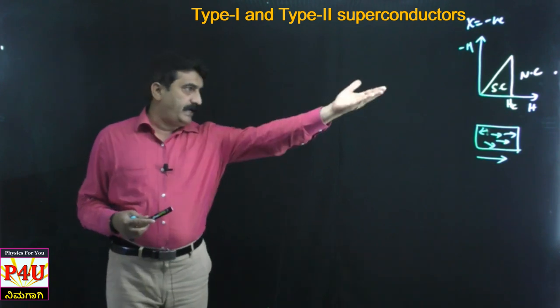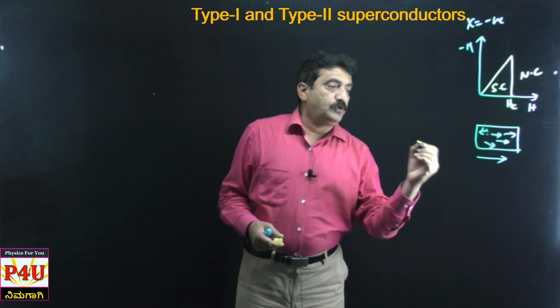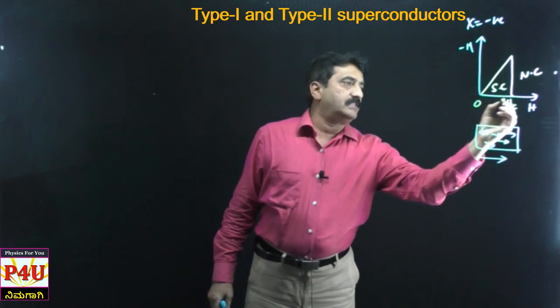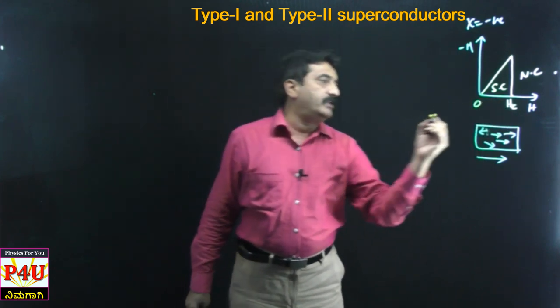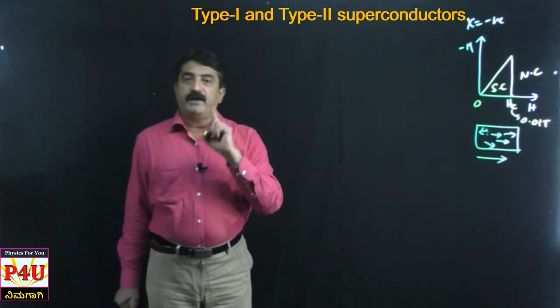Type 1 superconductor is like this. For example, aluminium. As I told you yesterday, from 0 Tesla to 0.01 Tesla, it will be in superconducting form.